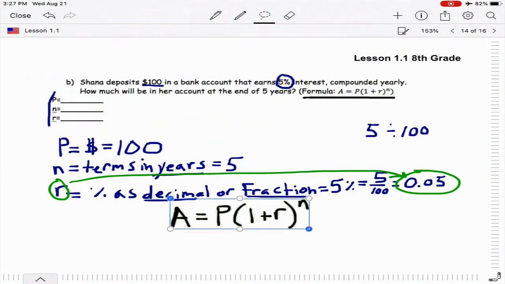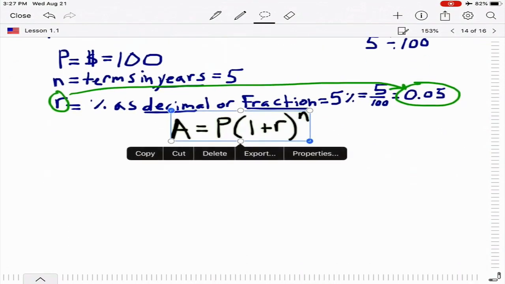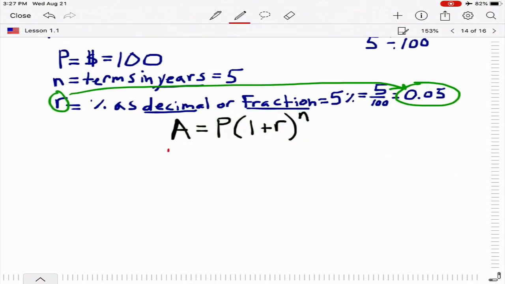So I'll move the formula down here. You can rewrite it if you want to. And we're just gonna plug it in. So A is still A. That's going to be our answer technically. A equals. And then instead of P, we're going to plug in the number that represents P. So in this case, P represented 100.